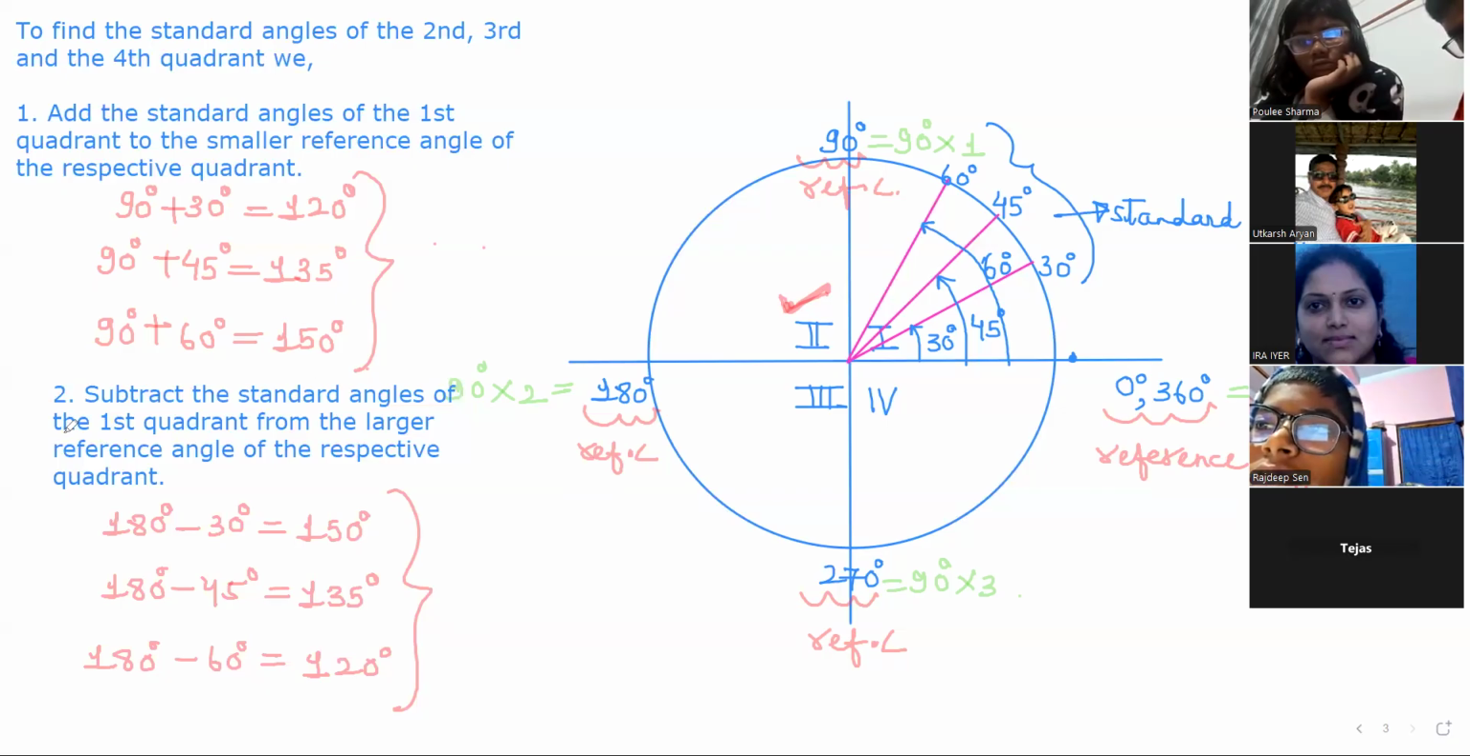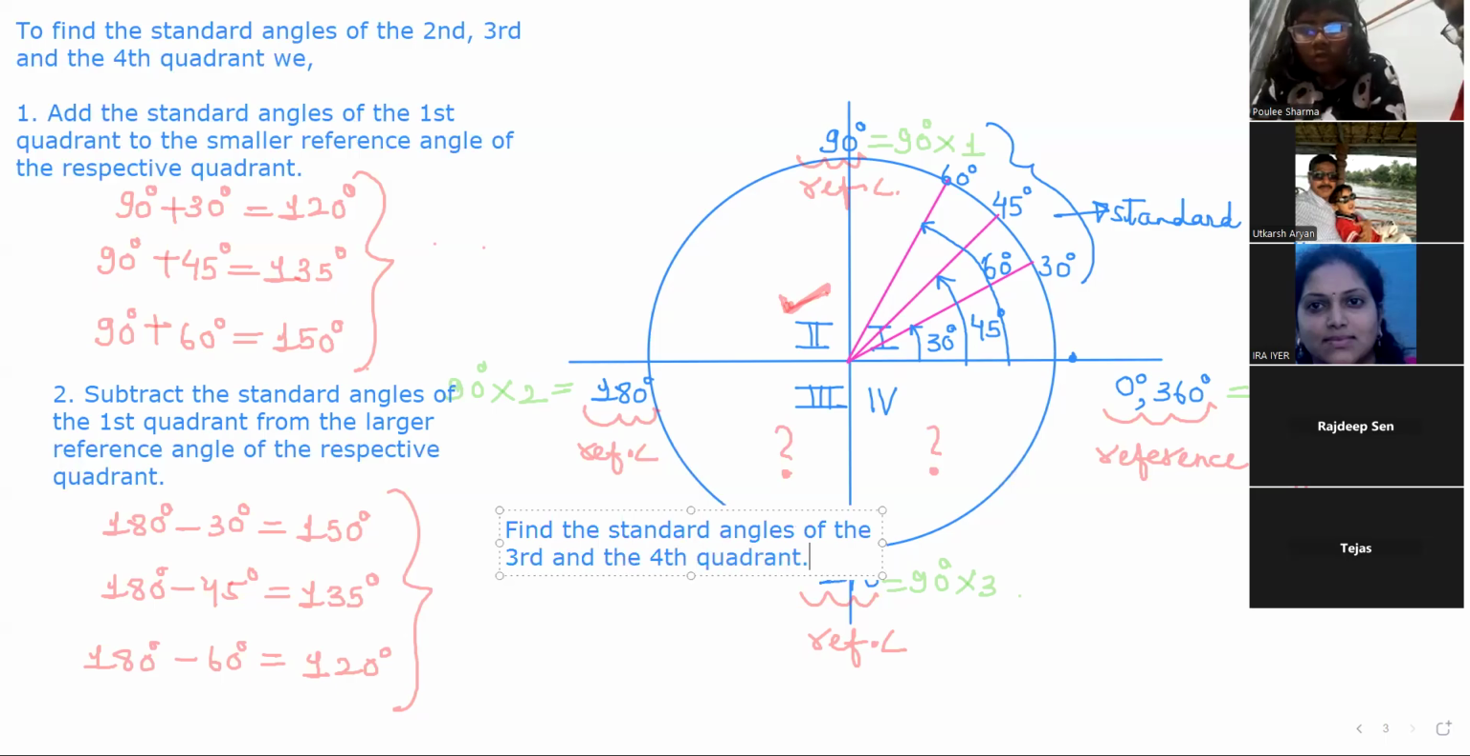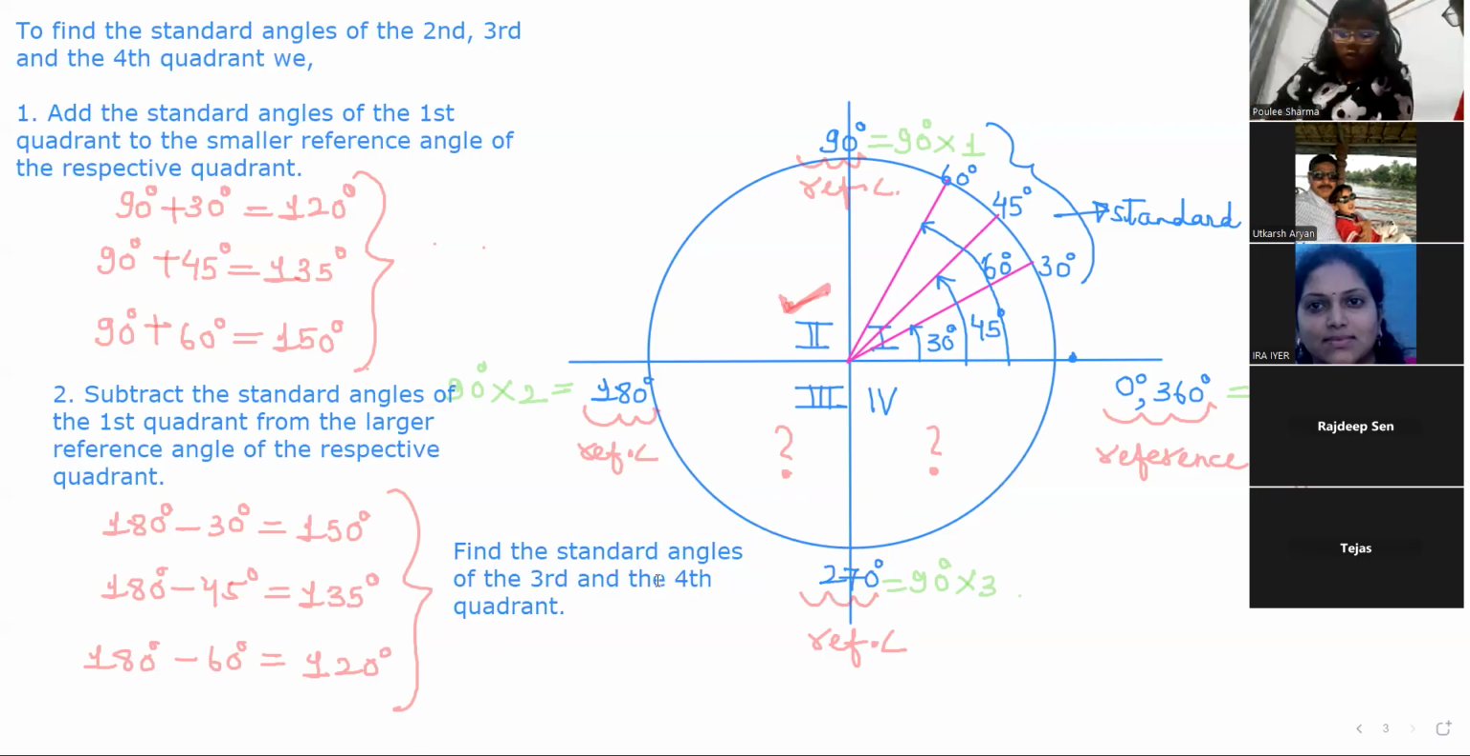Now, what you guys do is you find the standard angles of third and fourth quadrant. First, you solve this exercise, post your answers in the comment window. While I check your answers, you can make notes. So what you have to do is find the standard angles of the third and the fourth quadrant. All of you, you have to type your answers in the comment window. Okay.